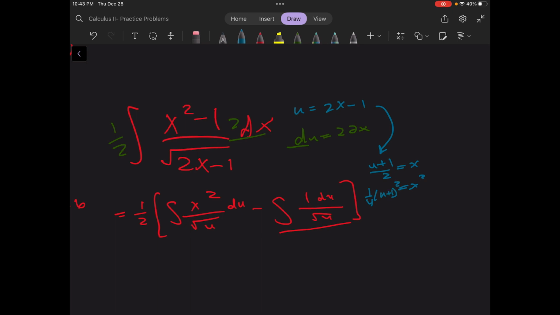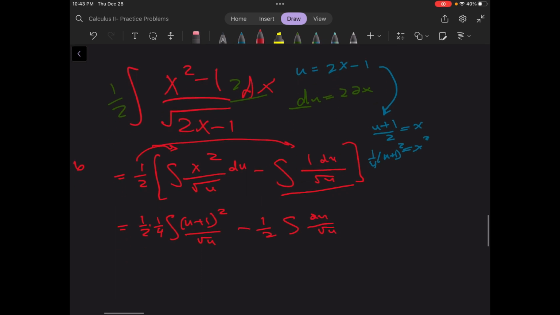So I'm going to distribute this 1/2 to each of these integrals. That way we can focus on them separately. So 1/2 times the integral. Let's see, x squared is going to be that 1/4 thing. So let's also take out the 1/4. That's going to leave us with u plus 1 squared over the square root of u on the top. And the second one, when you distribute the 1/2, it's going to be -1/2 du over the square root of u.